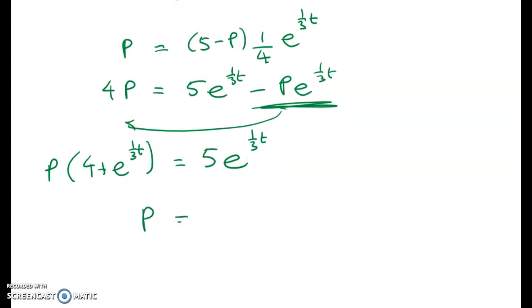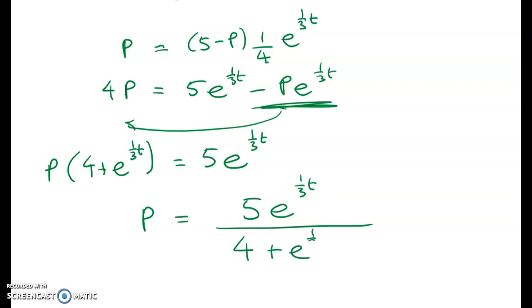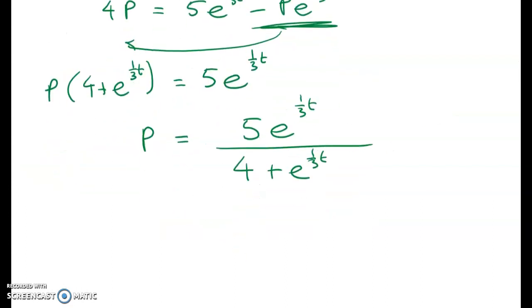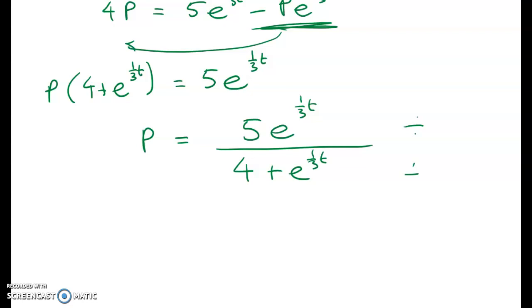So we're just about finished. P is equal to 5e to the power of t over 3 divided by 4 plus e to the 1/3 t. Go right back to the start of the question, and we were asked to get it into this form. So you'll notice that in the numerator we've just got a constant, and in the denominator we've got an e to the negative 1/3. So we're going to do that by dividing the top and the bottom by the same thing. We're going to divide both of them by that. So p is equal to 5 over 4.